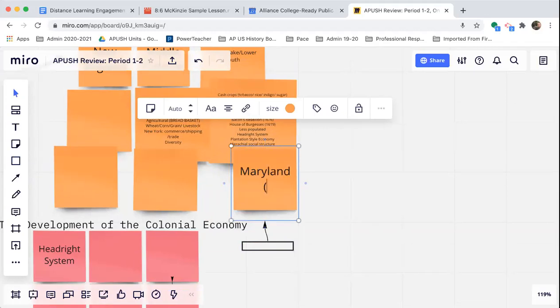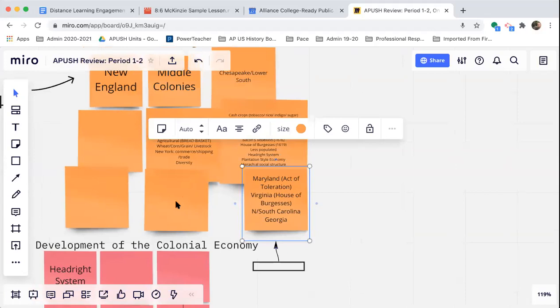We got Maryland, which we can add the Act of Toleration for. That's important. Act of Toleration, Maryland. Virginia. Then we can add House of Burgesses. That's something to remember them for. We got North and South Carolina. And we got Georgia. Cool.